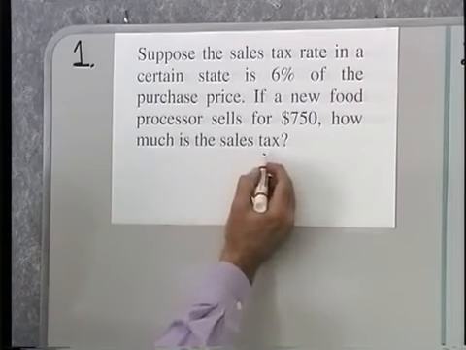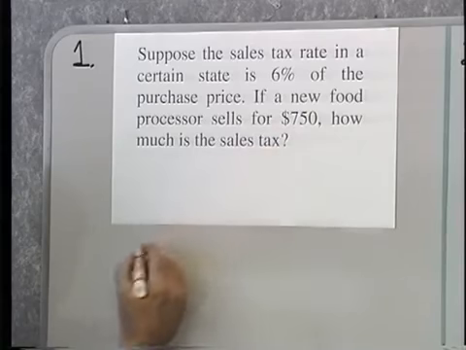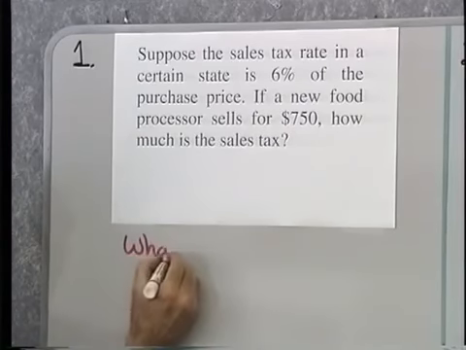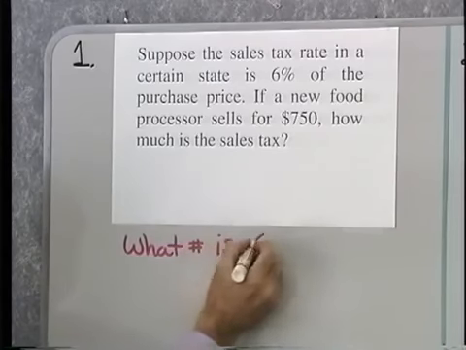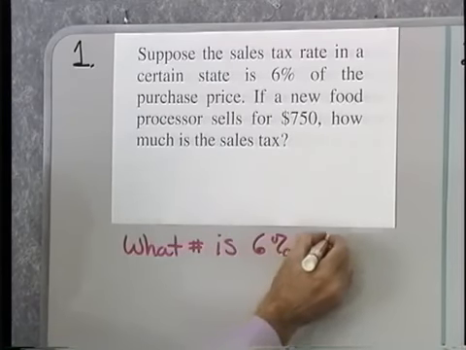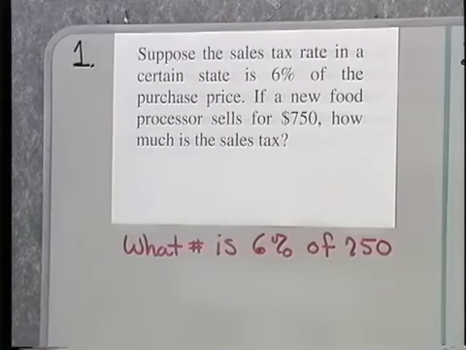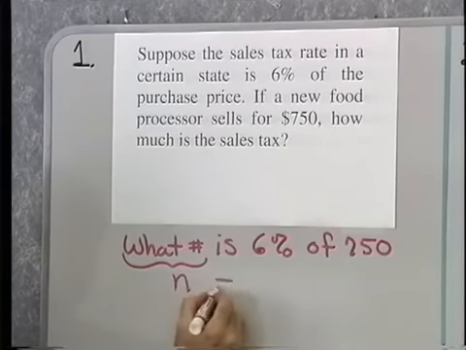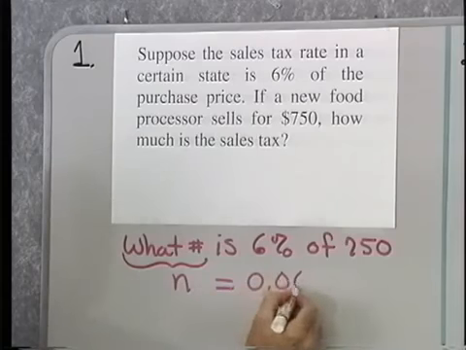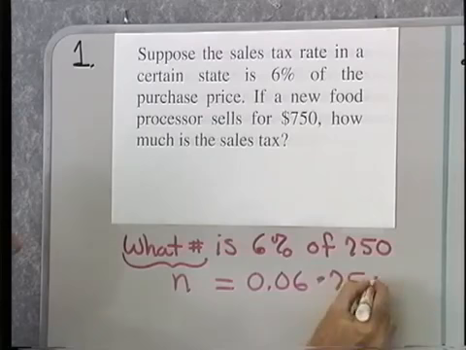So the sales tax is going to be 6% of the purchase price. So what we want to know is this. What number is 6% of 750? So I want to know what number is 6% of 750. Translate this into an equation. So I'll get n equals 0.06, that's 6% as a decimal, times 750.